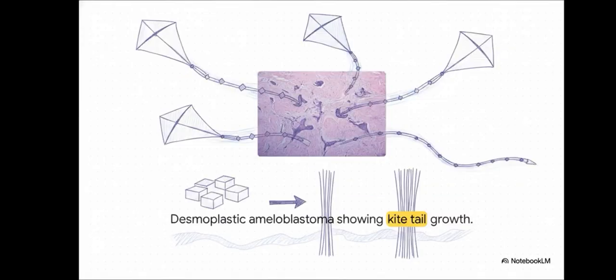Now here is a rarely encountered but visually fascinating variant, the desmoplastic ameloblastoma. Notice how the dense, hyalinized collagenous stroma literally squeezes the tumor cells. It forces them into these stretched out, thin strands and cords that give it a distinctive kite tail appearance. The central cells are scant, and unlike the follicular type, the peripheral cells here are flattened or cuboidal rather than tall columnar. It's just a wild visual difference driven entirely by that dense stroma.